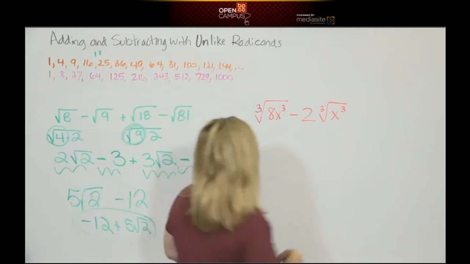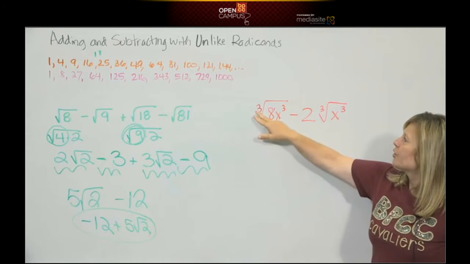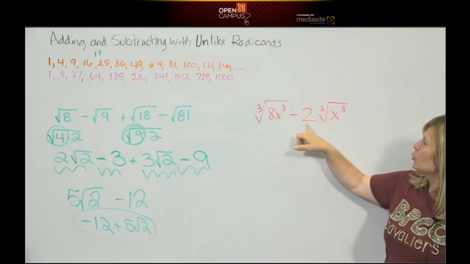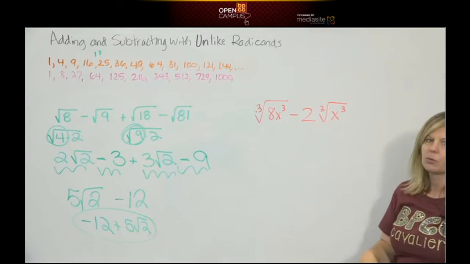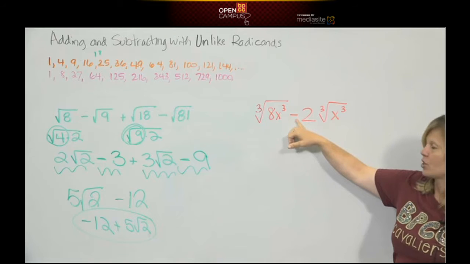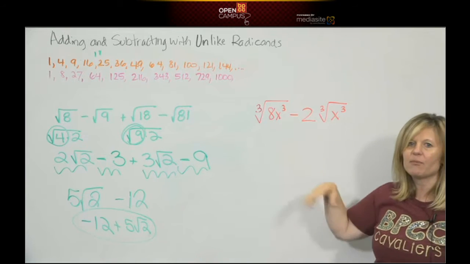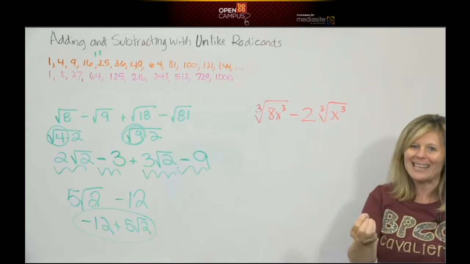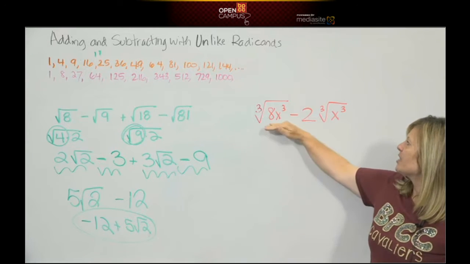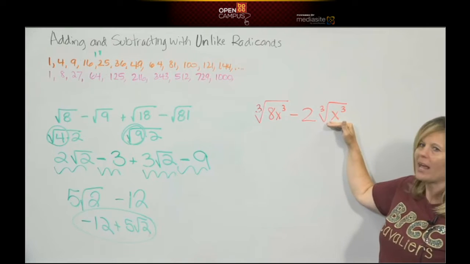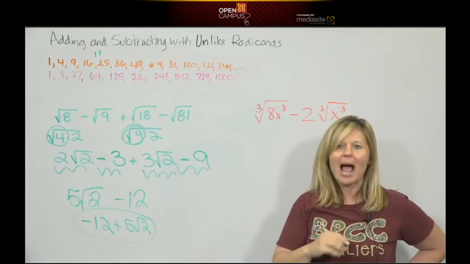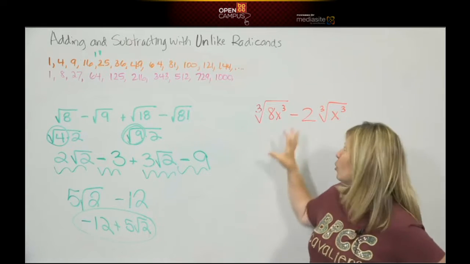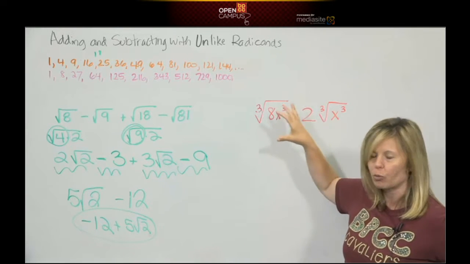All right, one more expression. I have cube root of 8x cubed minus 2 cube root of x cubed. So I see subtraction. The first thing I check is to see if my radicands are alike. Even though they're both cube roots, what's inside is not the same. This is 8x cubed, and this is 1x cubed. So they're not alike. I cannot subtract. So if I follow order of operations, I have to work the inside. I've got to work the root.